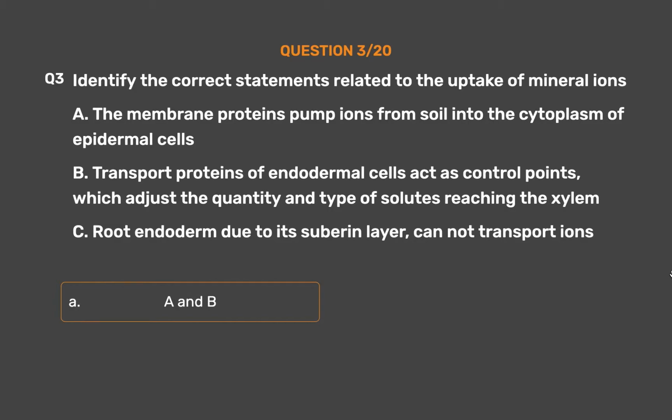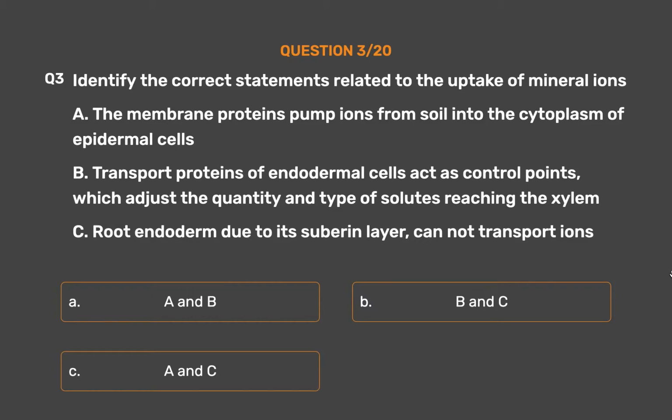Option A, A and B. Option B, B and C. Option C, A and C. Option D, A, B and C. The correct answer is Option A, A and B.